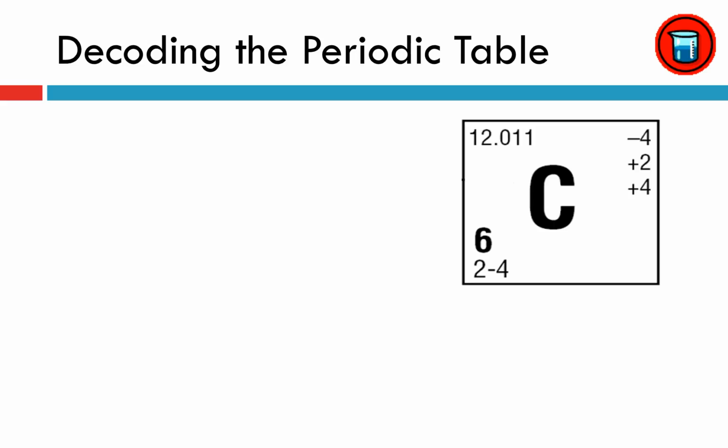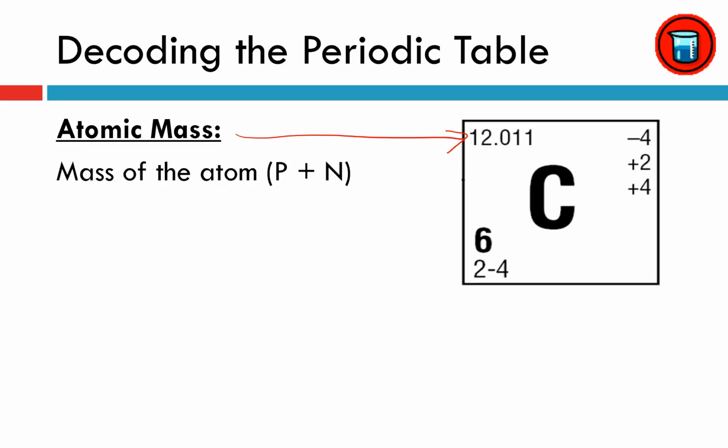You've got all the elements on the periodic table, and there's really a ton of information packed into the periodic table, and I want to take just a minute or so to go through it. So here's an element square, for lack of a better name, for carbon. First, I want to talk about the atomic mass, which is this number right here. If you think about the subatomic particles, the only particles that have an appreciable mass are the protons plus the neutrons. So when we're talking about the atomic mass, that's simply the mass of the atom.